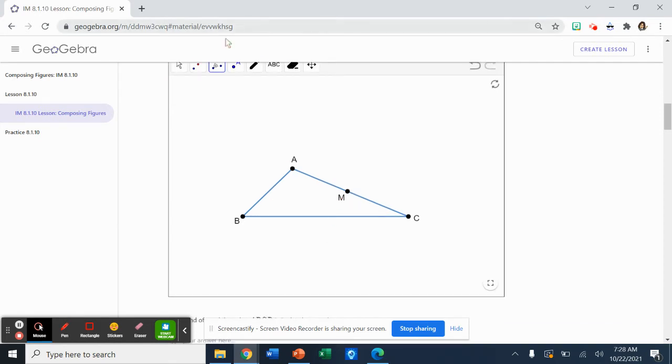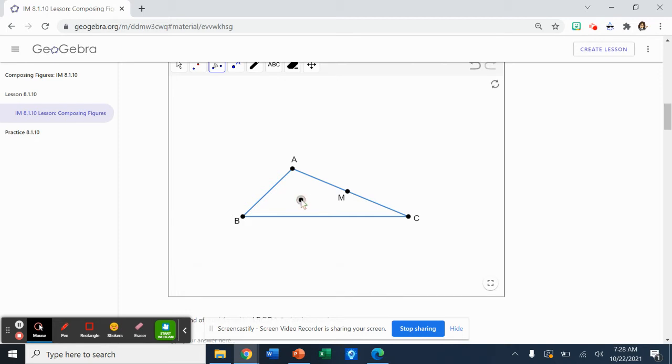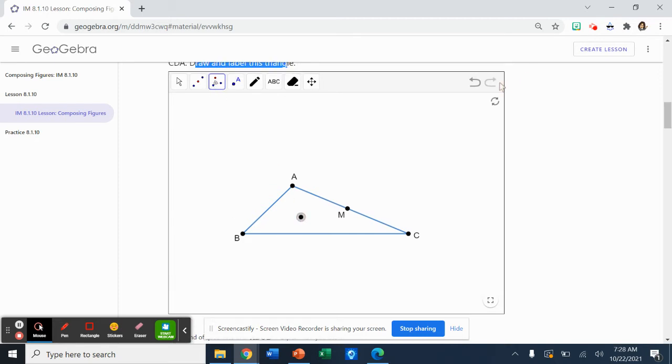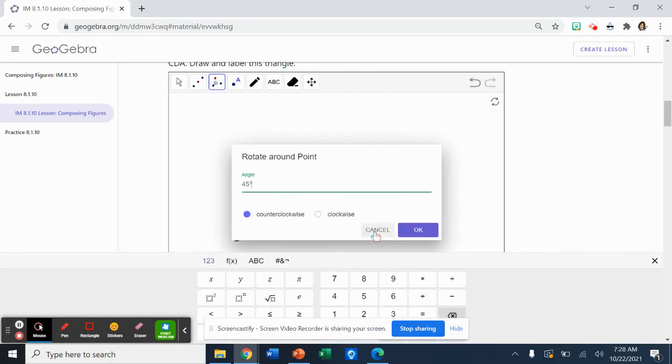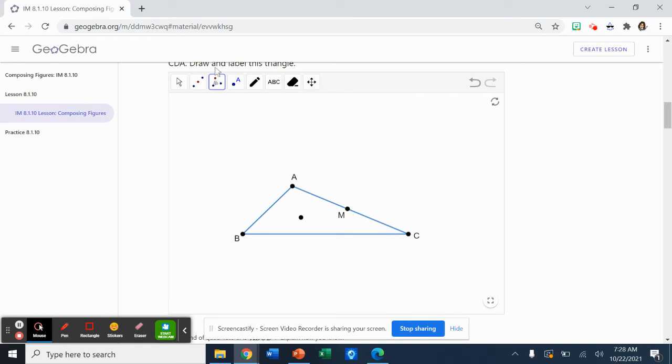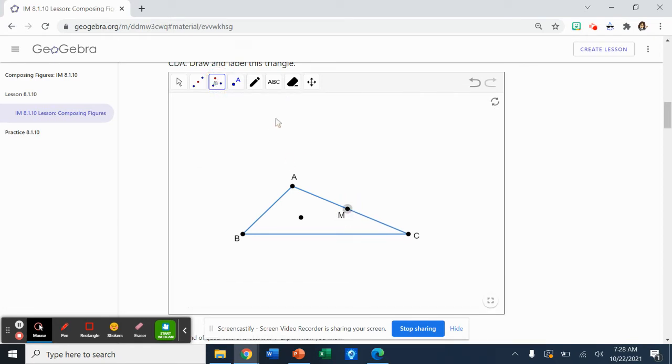Okay, so your rotation should look something like this. You want to click on the rotation tool. You want to click on the triangle you're rotating. And we're rotating around point M. It's being a little finicky for me. We're rotating around point M.